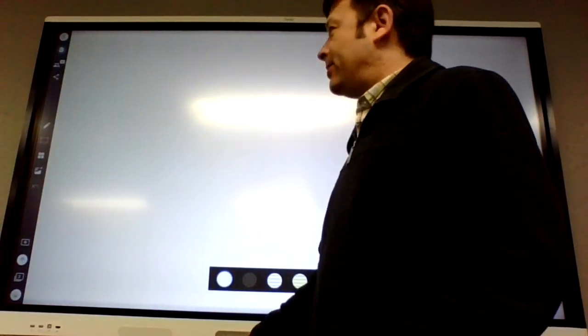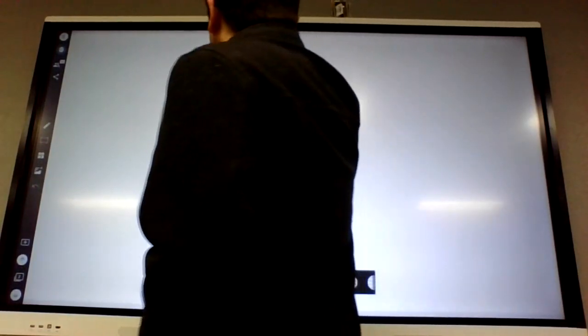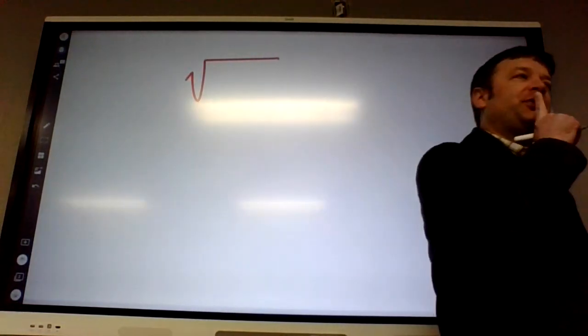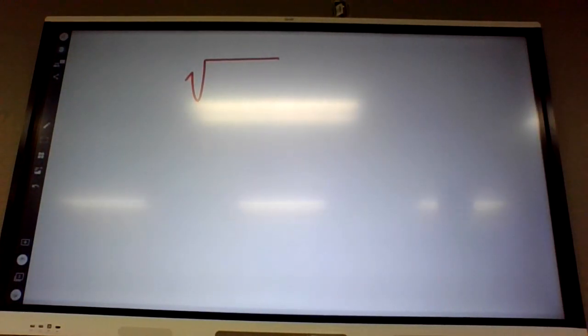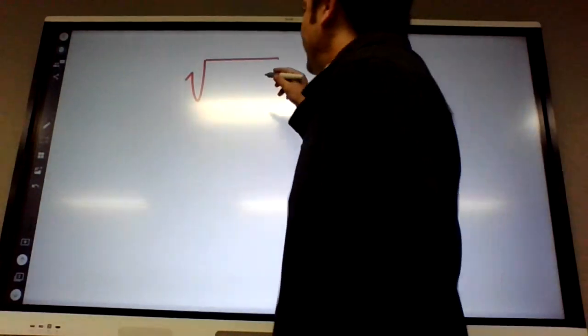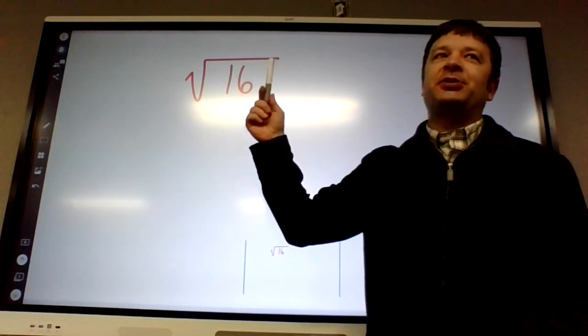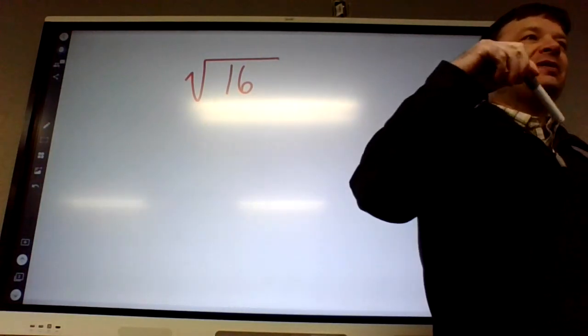We're talking about roots today. Roots. Okay. What does, so this is read as the square root of 16.